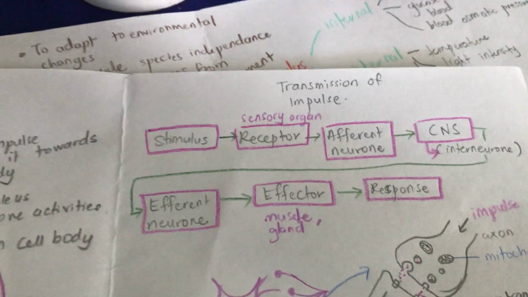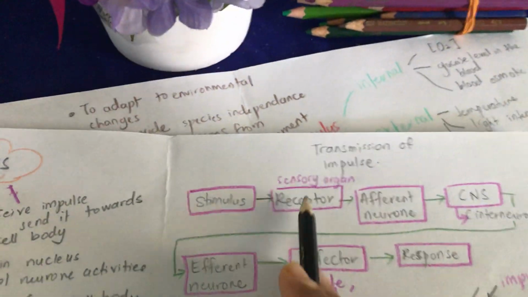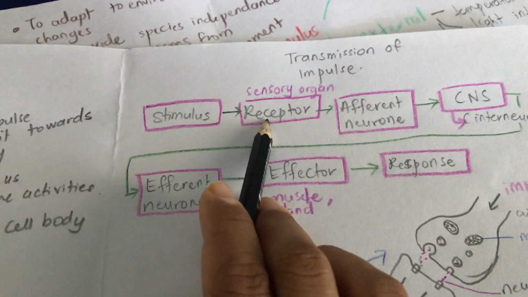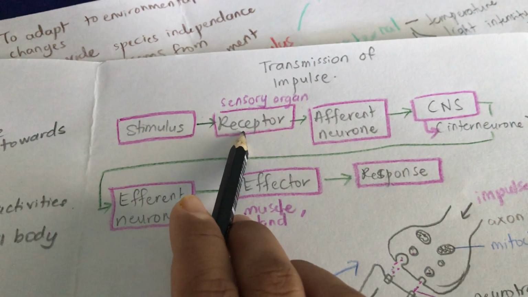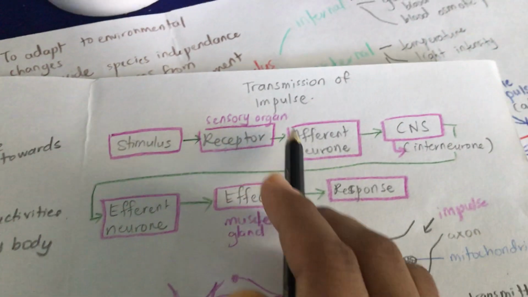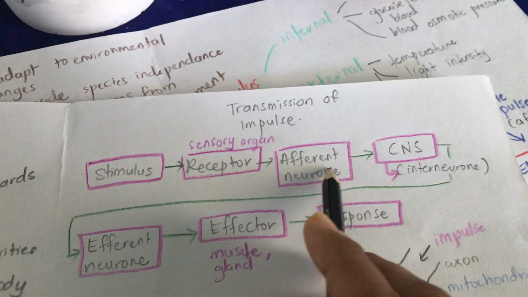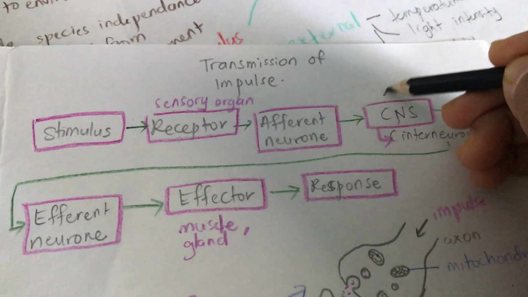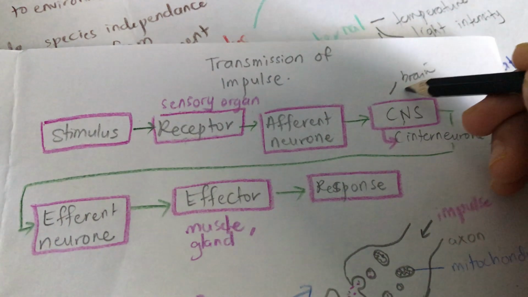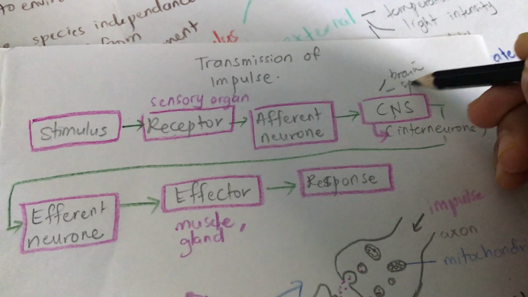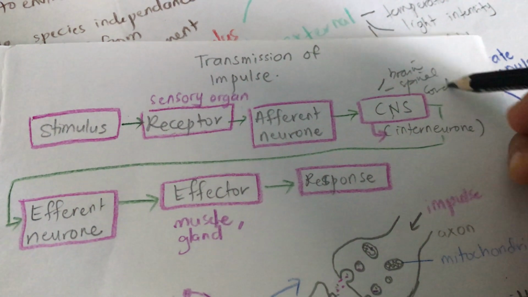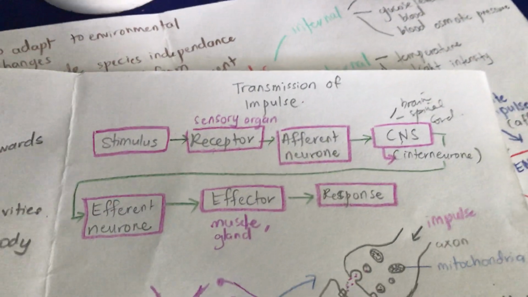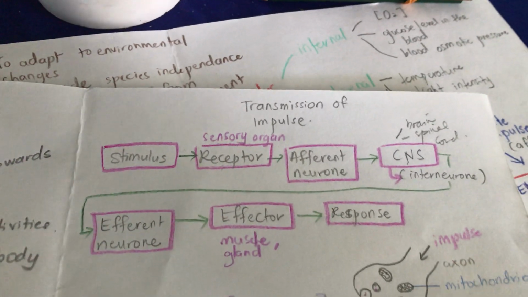The stimulus will be detected by the receptor. Receptors are the sensory organs. Okay, the receptor will produce a nerve impulse and transmit it through the afferent neuron towards the central nervous system. Remember, the central nervous system is the brain and also the spinal cord. Okay, inside the central nervous system, we find interneurons. Especially in the grey matter in the spinal cord.